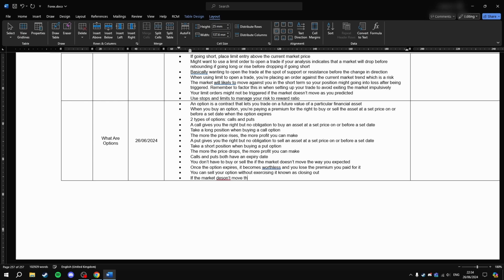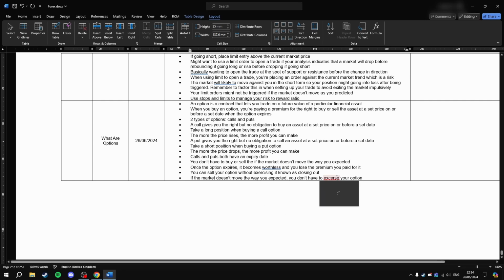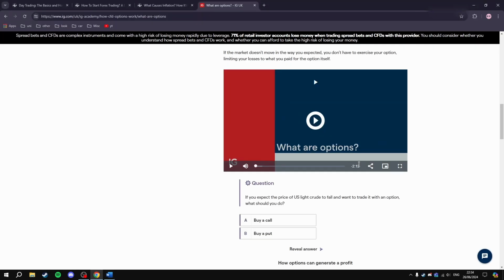Doesn't move the way you expected, you don't have to exercise your option, limiting your losses to what you paid for the option itself.